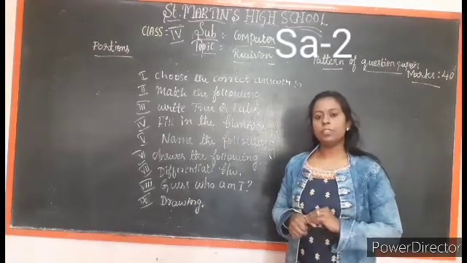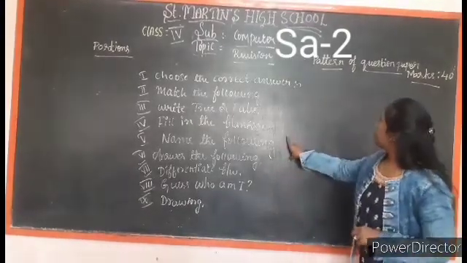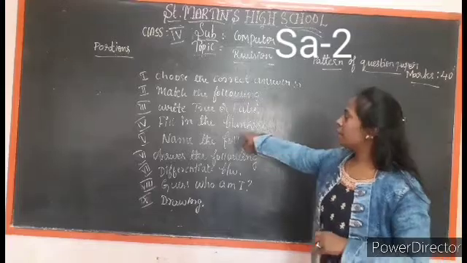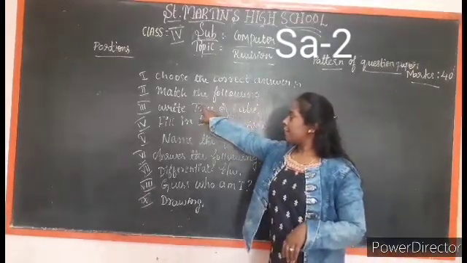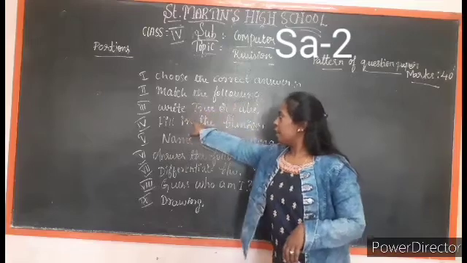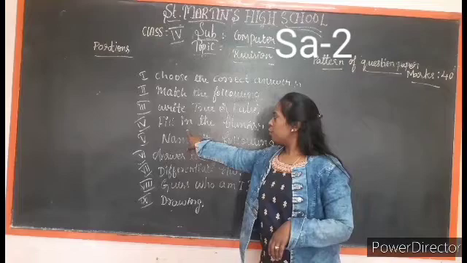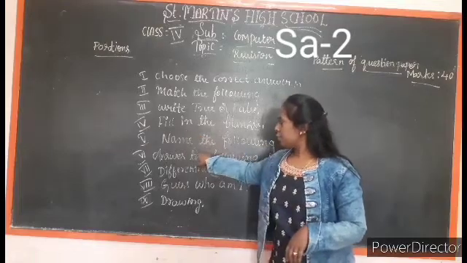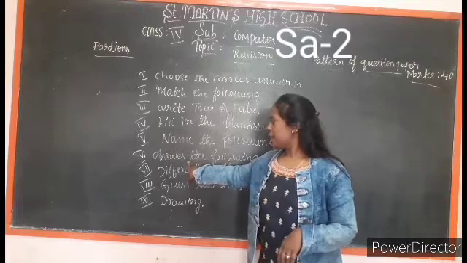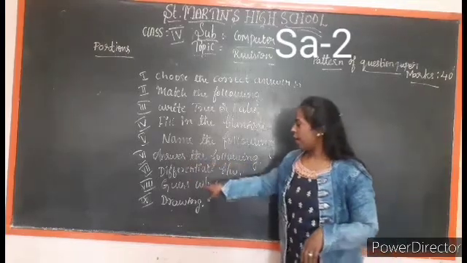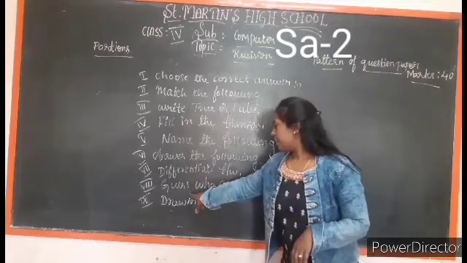Now we are going to learn computer revision for 4th standard. This is a pattern paper or question paper. First is choose the correct answer, second is match the following, and third is write true or false. Fourth is fill in the blanks. Fifth is name the following, sixth is answer the following, and seventh is the difference between, and guess who.